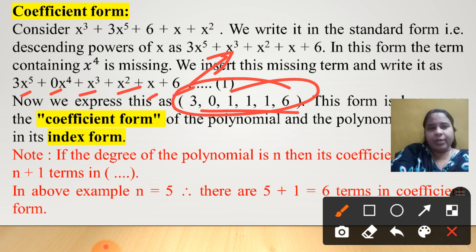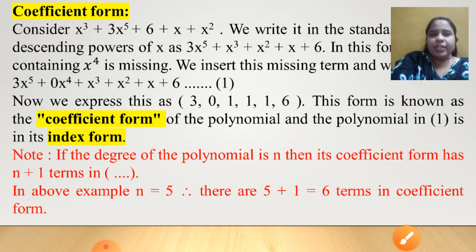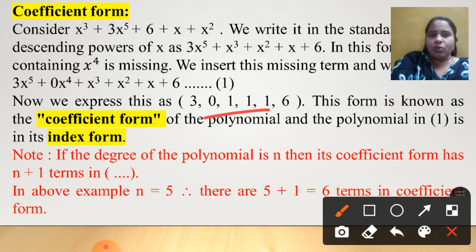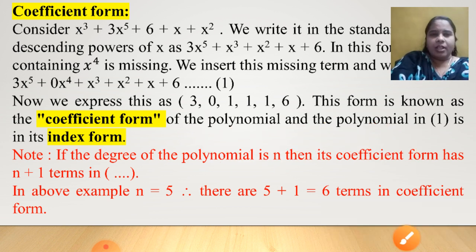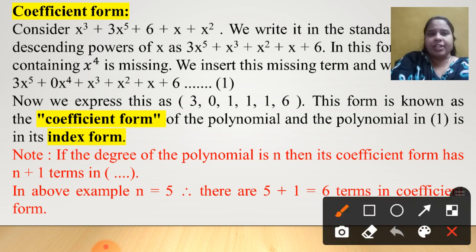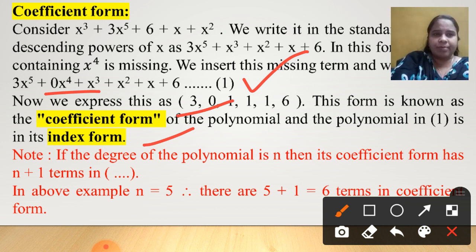Yes, what care is to be taken? While writing the coefficient, you need to put commas in between the numbers. You do not write 3 0 1 1 1 6. It is absolutely wrong. It is not the coefficient form. You need to separate it by commas in between and put it in round bracket. Is it clear? Okay. And the polynomial in equation 1 is the index form. Now this polynomial which I have written by inserting the missing coefficient is nothing but the index form. These are two very important concepts to be used later also in the next exercise practice set sums.